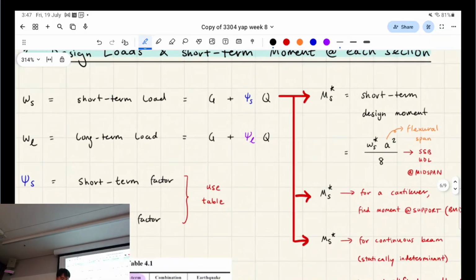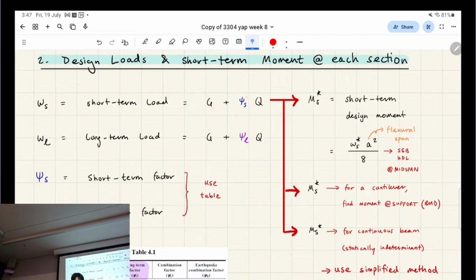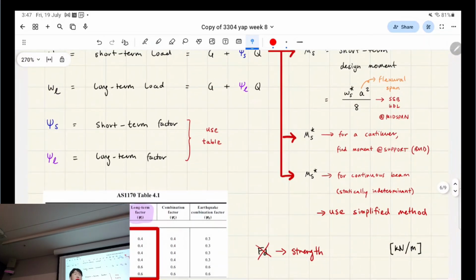Okay, so what we do is for the short-term load, we have the dead load as normal, and then we have this reduction factor for the live load called psi S, and then a long-term one is psi L, right? And we can get it from a table. Why are the reduction factors in design? I don't know, but I just know that we use reduction factors because for serviceability, it's just not as high as strength. They just calculated these were the best numbers for it.